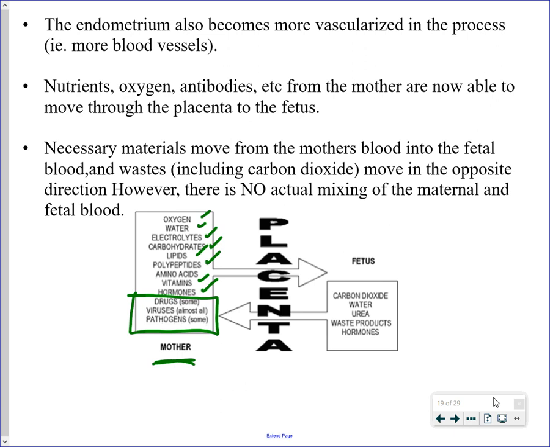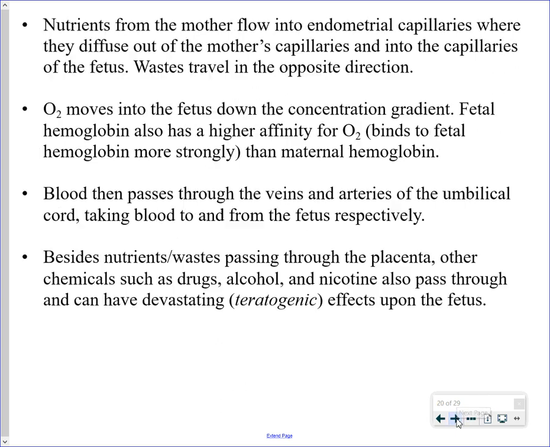They are going to be passing through. Those are also drugs. And alcohol also passes through. I just want to touch on this very last point that I have here. You do need to know about what are called teratogens. So I have here, besides nutrients and waste passing through the placenta, other chemicals.